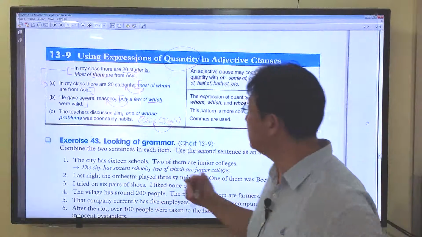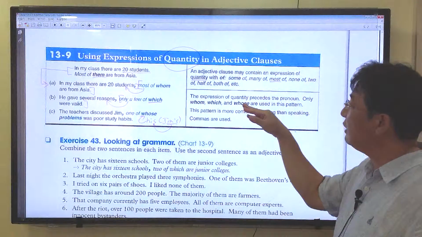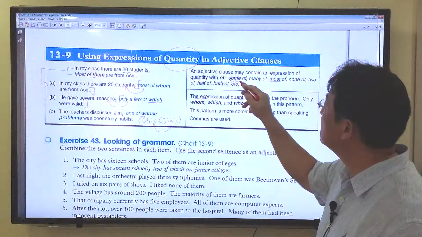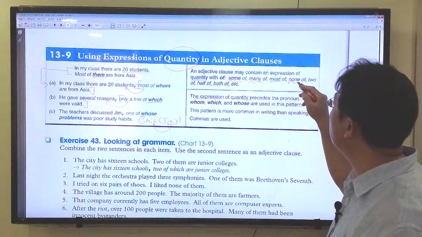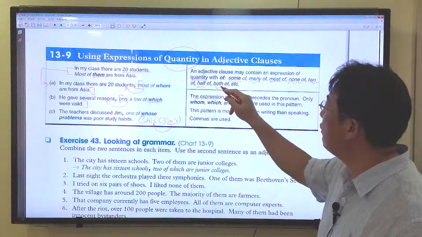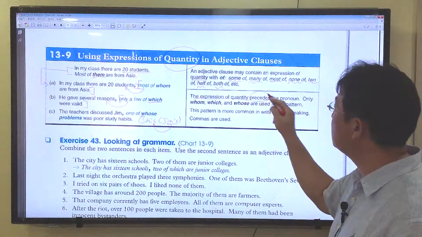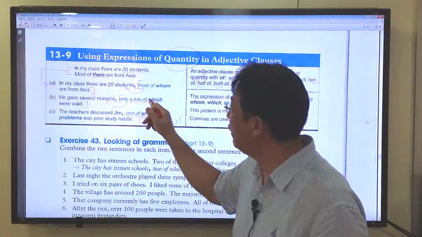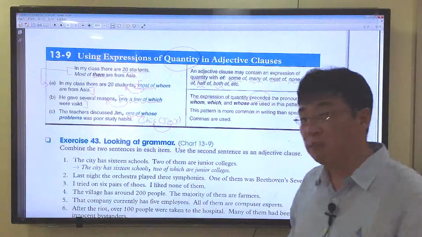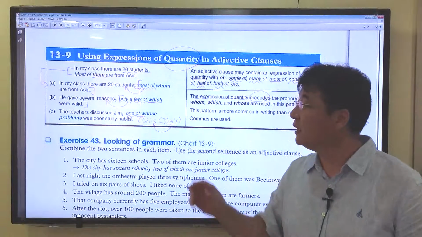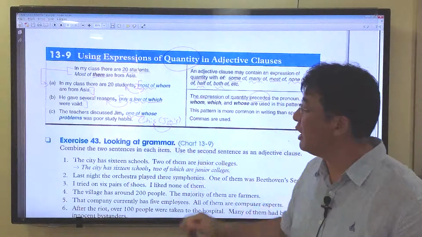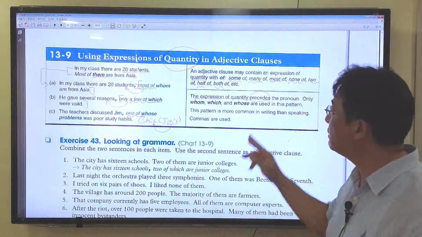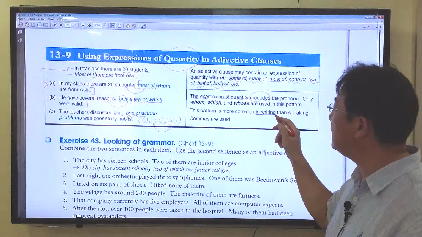그죠? Good. 됐습니다. 그죠? So the expressions of quantity, 뭡니까? expression of quantity가 뭡니까? 얘들이죠. Some of, many of, most of, none of, two of, half of, both of 이런 것들은 precedes, 앞선답니다. the pronoun. 그래서 one of, few of, most of, those expressions of quantity precede the relative pronouns whom, which, and whose. 그죠? So this pattern is more common in writing than speaking.